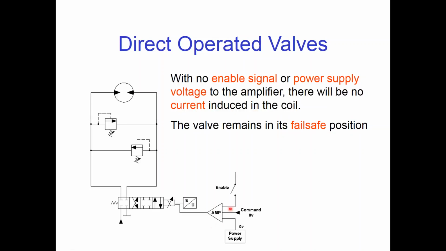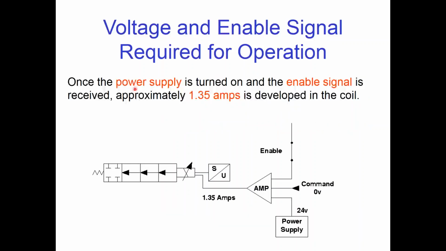And here's our valve amplifier here. Our power supply is turned off. We don't have any command voltage, and we don't have an enable signal. When we turn the power supply on, then we get an enable signal. That closes this link here to direct our signal to the amplifier. The power supply is turned on, 24 volts is common, and that allows us to develop current in the coil generated by the amplifier.